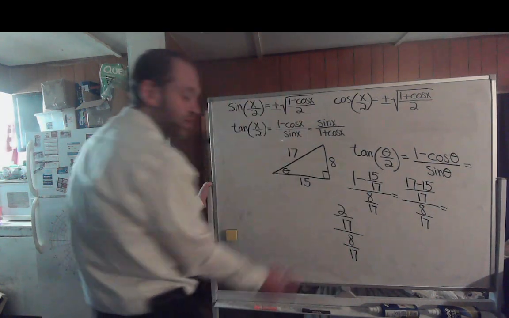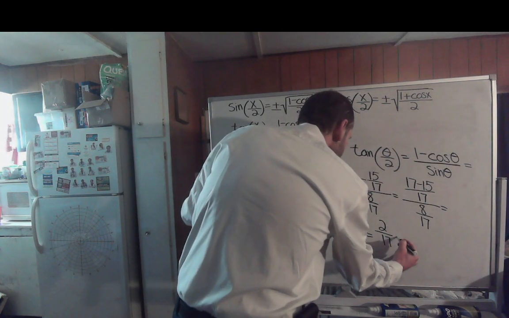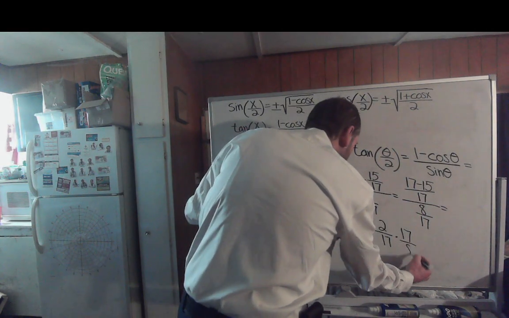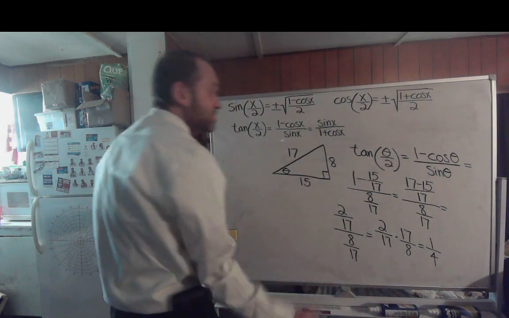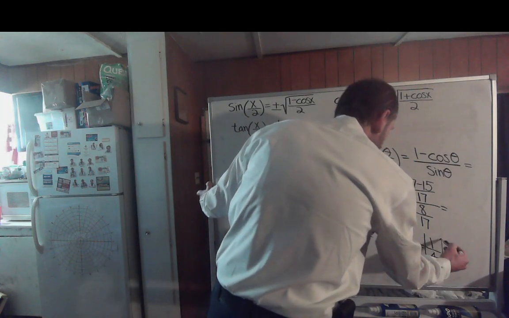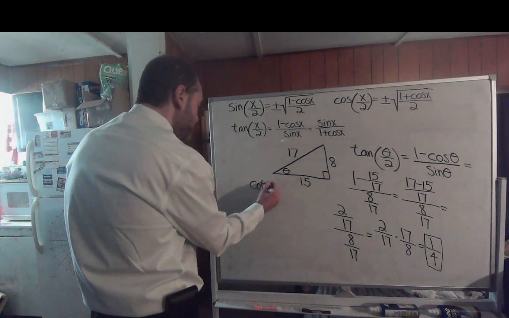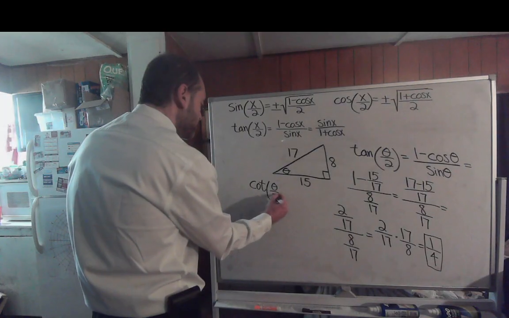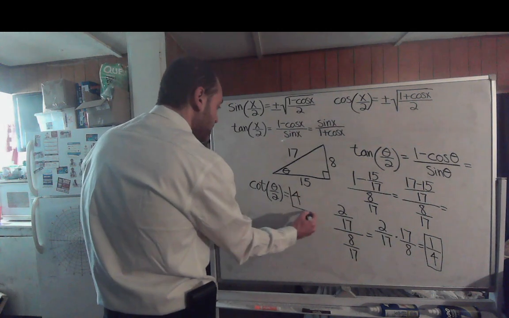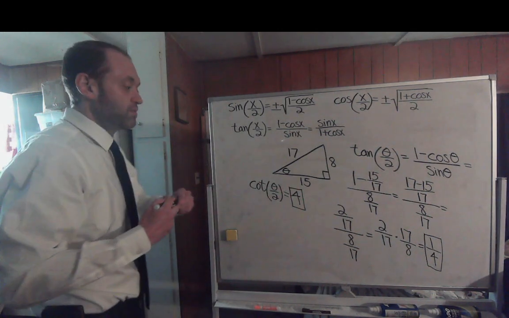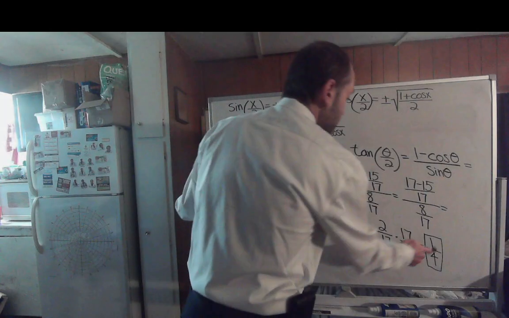Now we just have a complex fraction. We invert and multiply. You'll have 2/17 times 17 over 8, which should just simplify into 1/4. So that tangent of theta over 2 should give you a value of 1/4. And of course, to find the cotangent of theta over 2, just take the reciprocal of the tangent, which in this case would be positive 4. So the tangent of theta over 2, sorry, the cotangent of theta over 2 would be 4. The tangent of theta over 2 is 1/4.